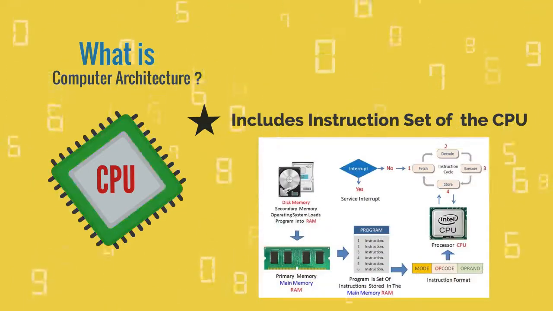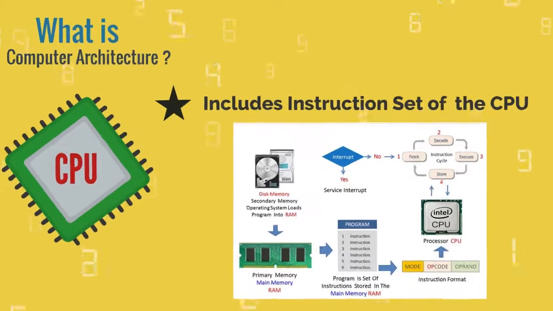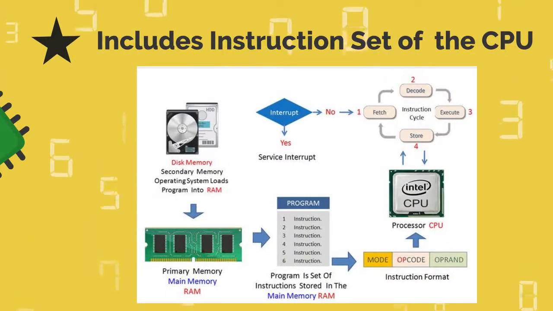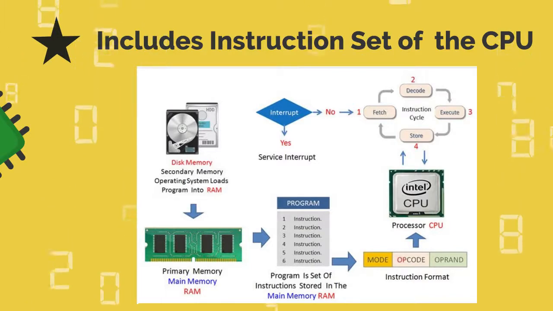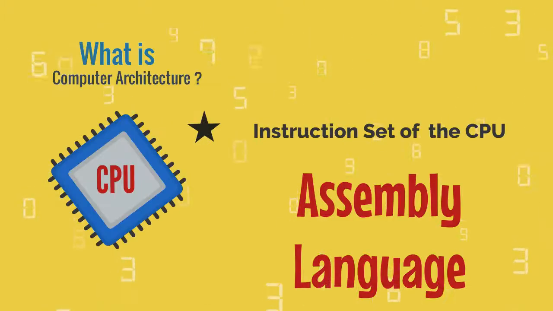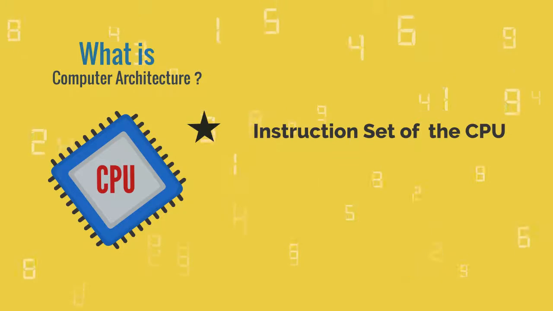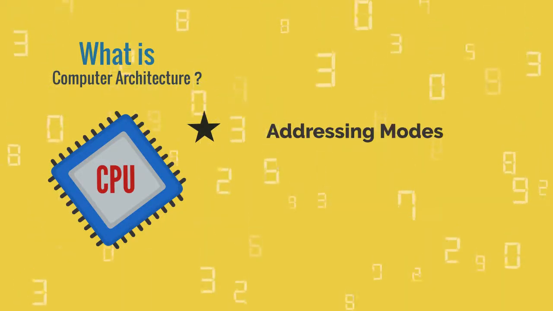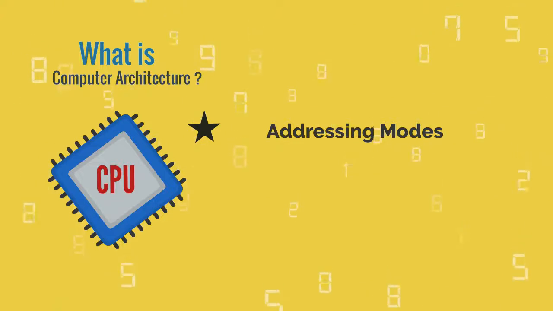The ISA provides the only way through which a user is able to interact with the hardware. It can be viewed as a programmer's manual because it's the portion of the machine that's visible to the assembly language programmer, the compiler writer, and the application programmer. Addressing modes are also included in computer architecture.